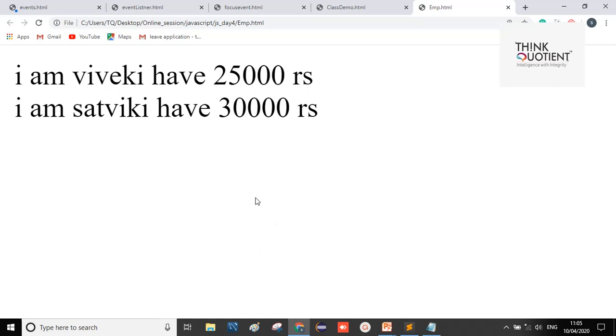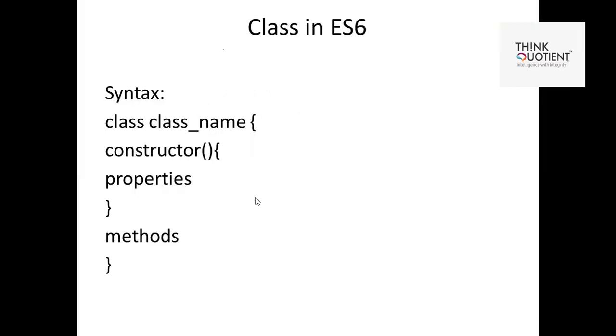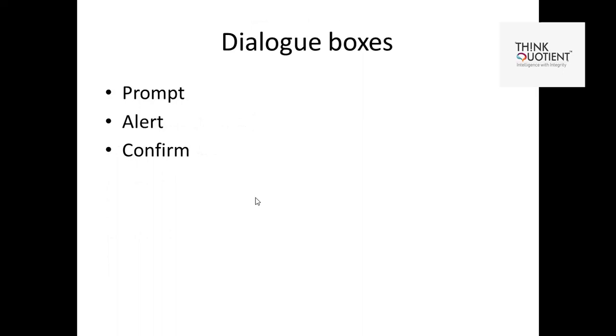Perfect, right? This is what our expected things are. Now let's have a look at the next thing, that is nothing but your dialog boxes, right? We have already seen a few of the dialog boxes, that is prompt and alert. So we are just left with the confirm dialog box. Let's have a look at the same.